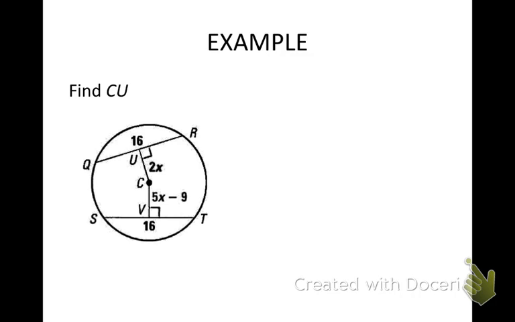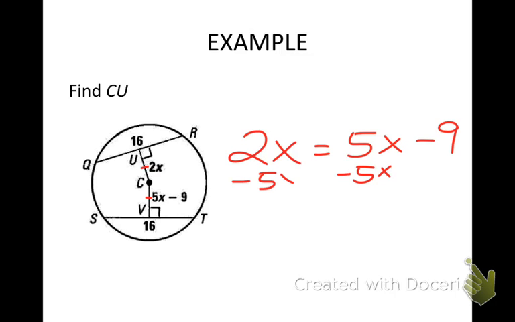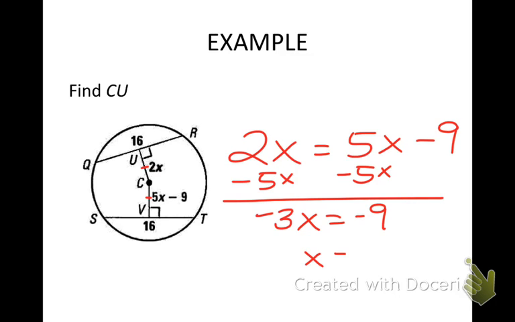All right, let's find CU. Do I have congruent chords? Yes. So since I have congruent chords, then the distance from those chords to the center should also be congruent. So what do you think we're going to do to solve for x? Set them equal to each other. So 2x, oh, that's really small. This is a really complicated looking one. 2x is equal to 5x minus 9. Subtract 5x from both sides. So now we get negative 3x equals negative 9. x is equal to 3.